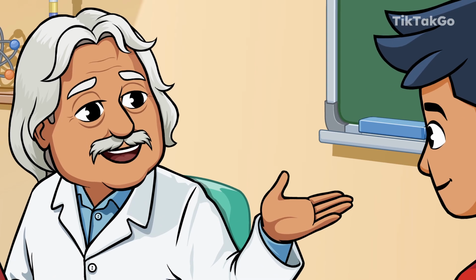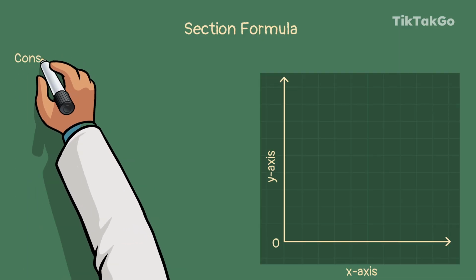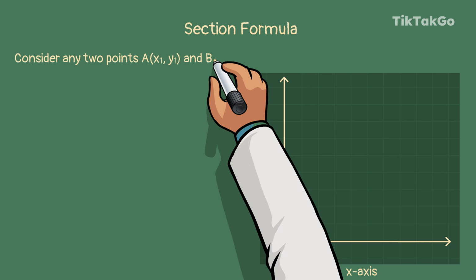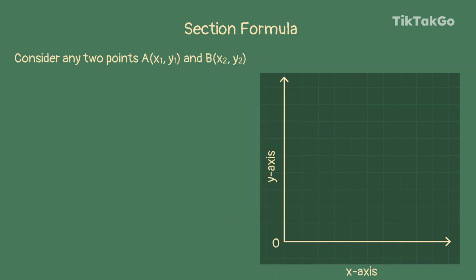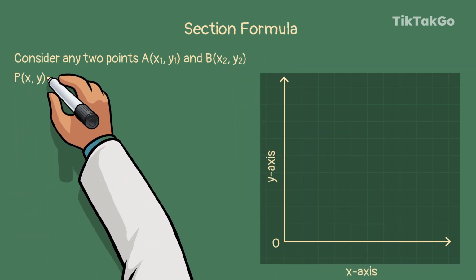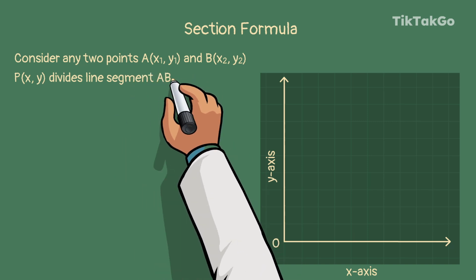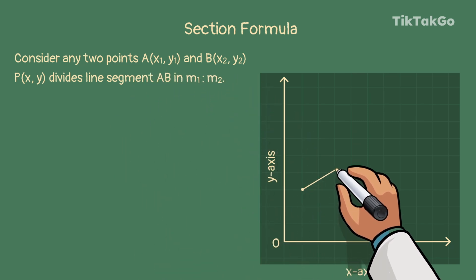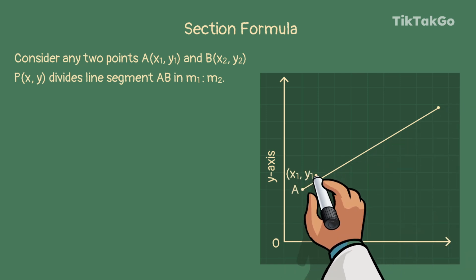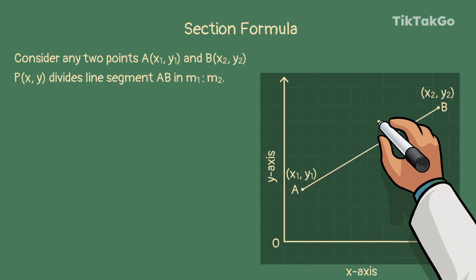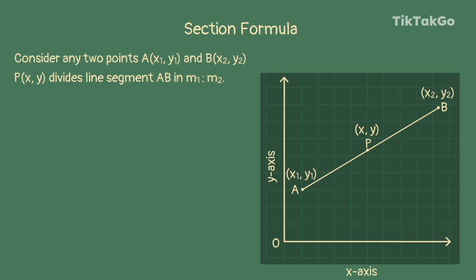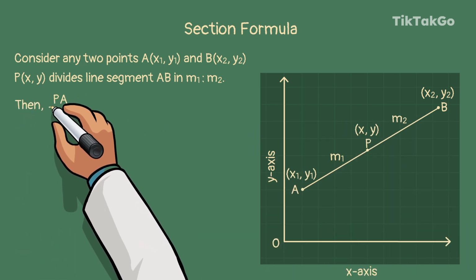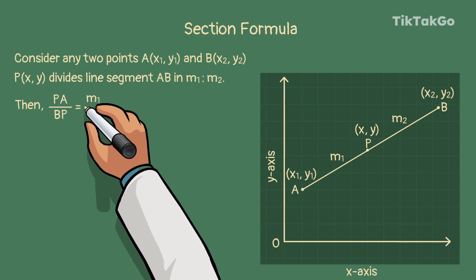जरूर, चलो बताता हूं। मान लो हमारे पास दो पॉइंट्स हैं, A (x1, y1) और B (x2, y2)। अब एक पॉइंट P (x, y) लाइन सेगमेंट AB को इंटरनली डिवाइड कर रहा है इन द रेशियो m1:m2। Let's draw the line A, B and P is dividing them in the ratio m1:m2. Then PA by BP will be equal to m1 by m2.